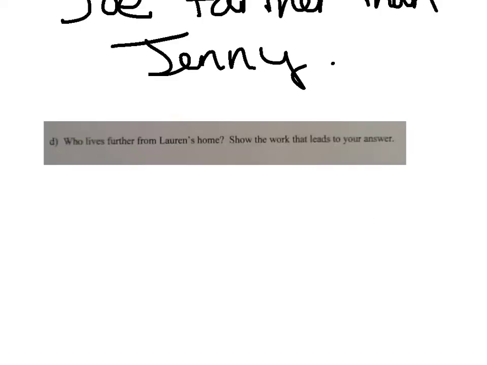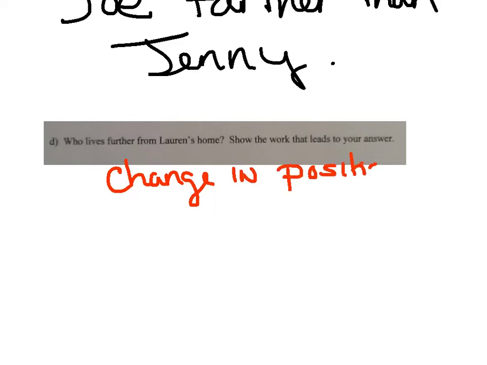Okay, so now I'll change the question just slightly. Who lives farther from Lauren's home? And show the work that leads to your answer. So I don't necessarily want total distance, I just want to know who lives the farthest. So I still want to find the change in position. Or I could say to myself, I want my answer to be in miles. So to get that, I would simply just integrate.